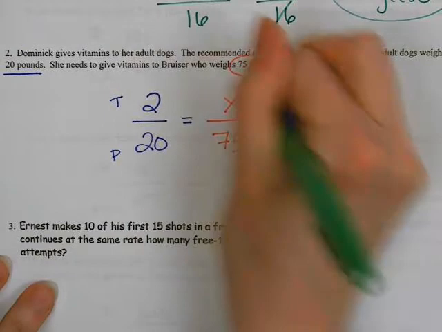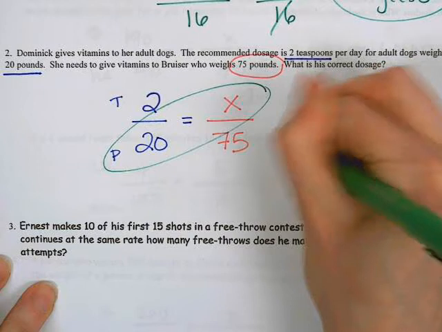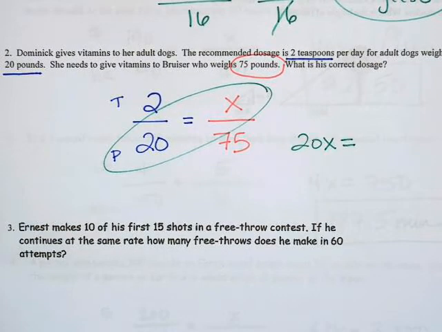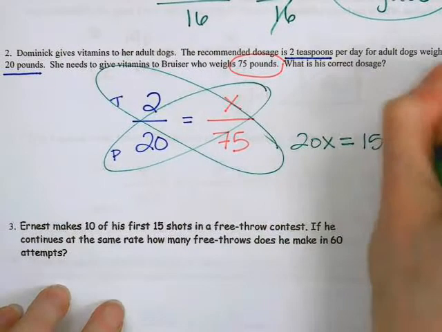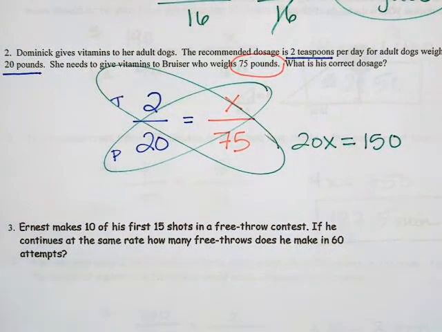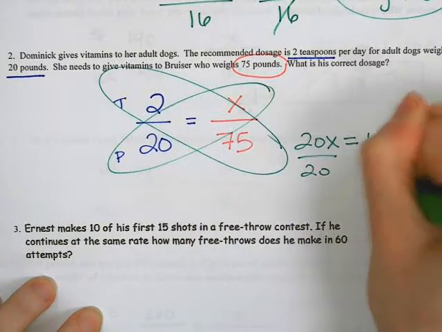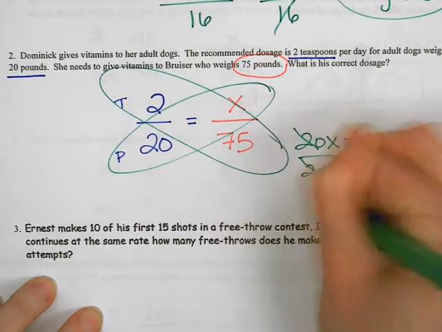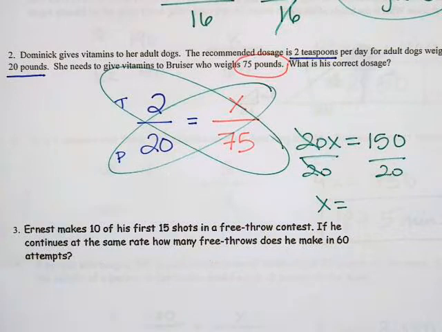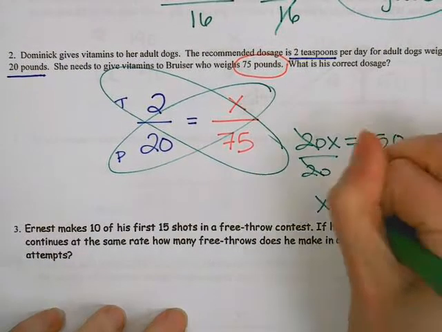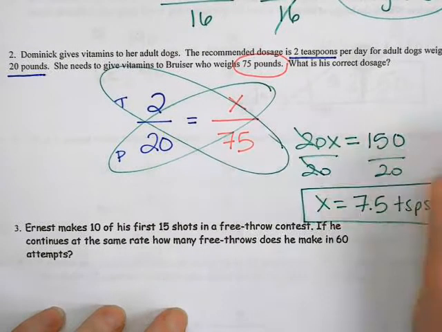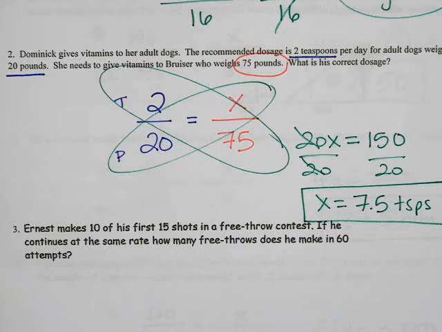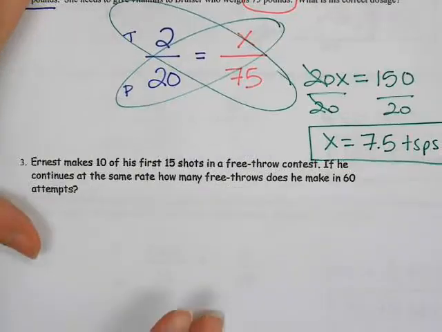All right, cross multiply. 20 times x is 20x equals 2 times 75 is 150. And then you know what to do. Divide by 20, both sides, and we get our answer. So 150 divided by 20 is 7.5. And this is teaspoons. So 7.5 teaspoons for that dog weight. Proportions are really applicable. All right, let's do one more.